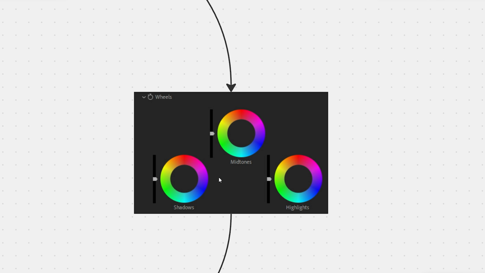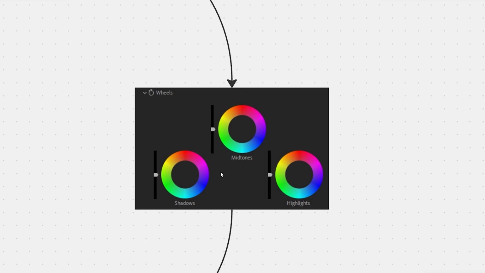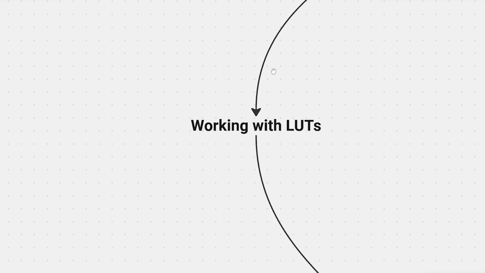Next is color wheels. These sliders control brightness, while these circles control the hue of highlights, midtones, and shadows. If your image still has a yellowish tint, you can slightly shift towards blue. This way you'll balance the color. You can also apply a few effects related to color grading, such as levels, vignette, noise, grain, and similar tweaks that influence the perception of the video.